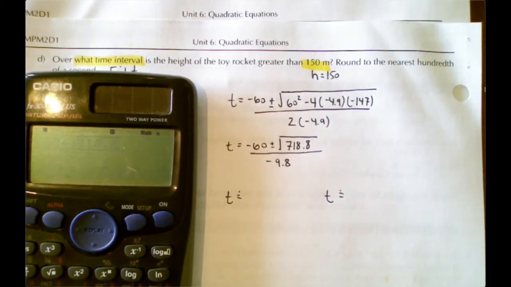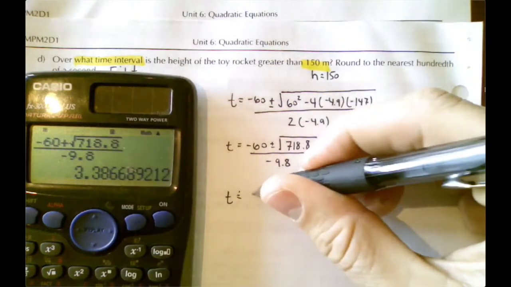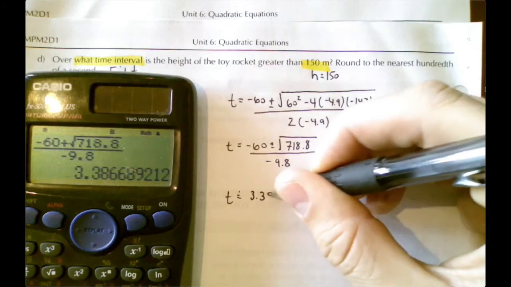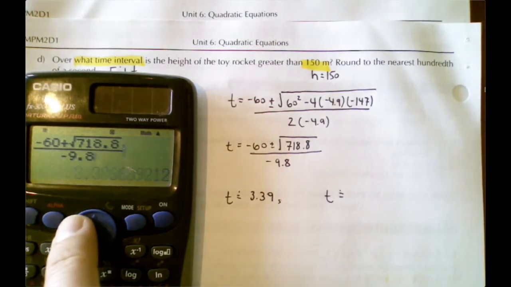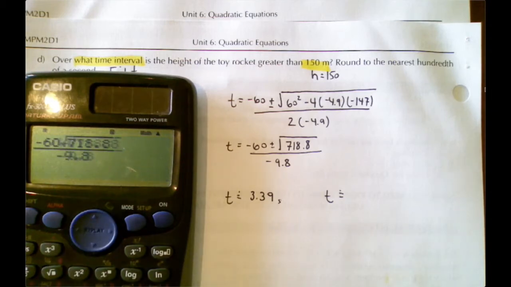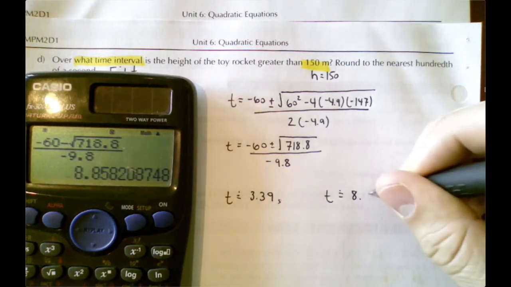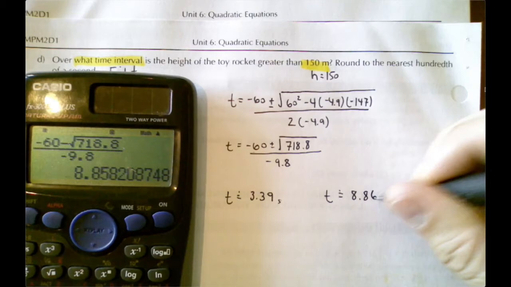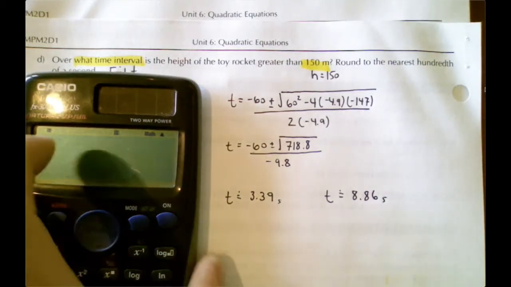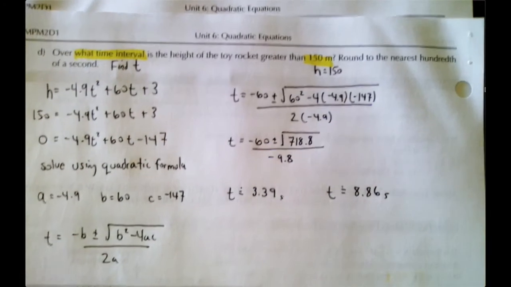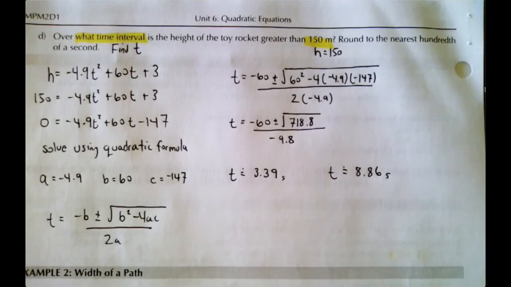We get 3.386, so we'll call it 3.39 seconds. And now instead of retyping, we're just going to go back in here and change that plus to a minus. And we get 8.86 seconds. And these two times are when the parabola would be over a height of 150.